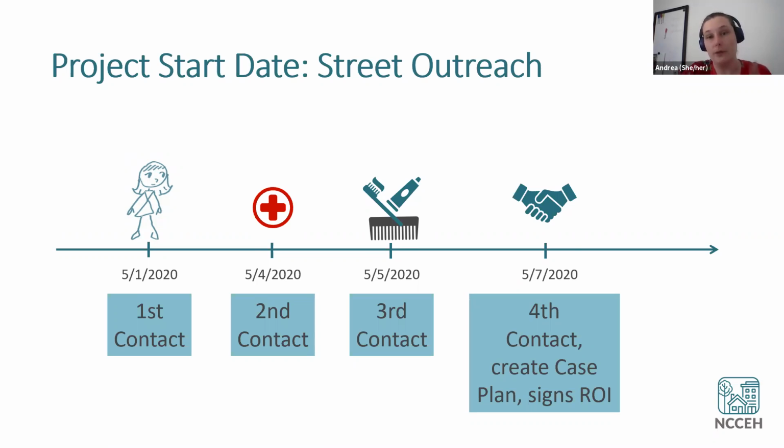But by recording both a project start date and a date of engagement separately, we can really see how long that engagement takes. And also, the one key thing for street outreach is you're not graded on data quality until the date of engagement. So once you have a date of engagement, you've got to have all those intake questions there. But before that, it's really still in that building the relationship period.